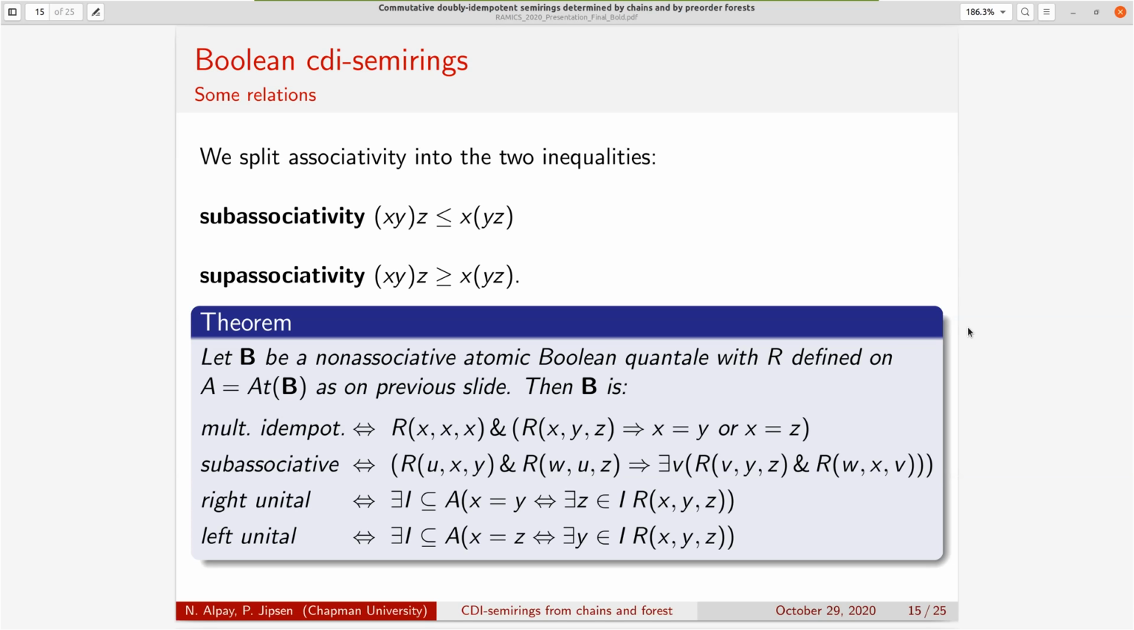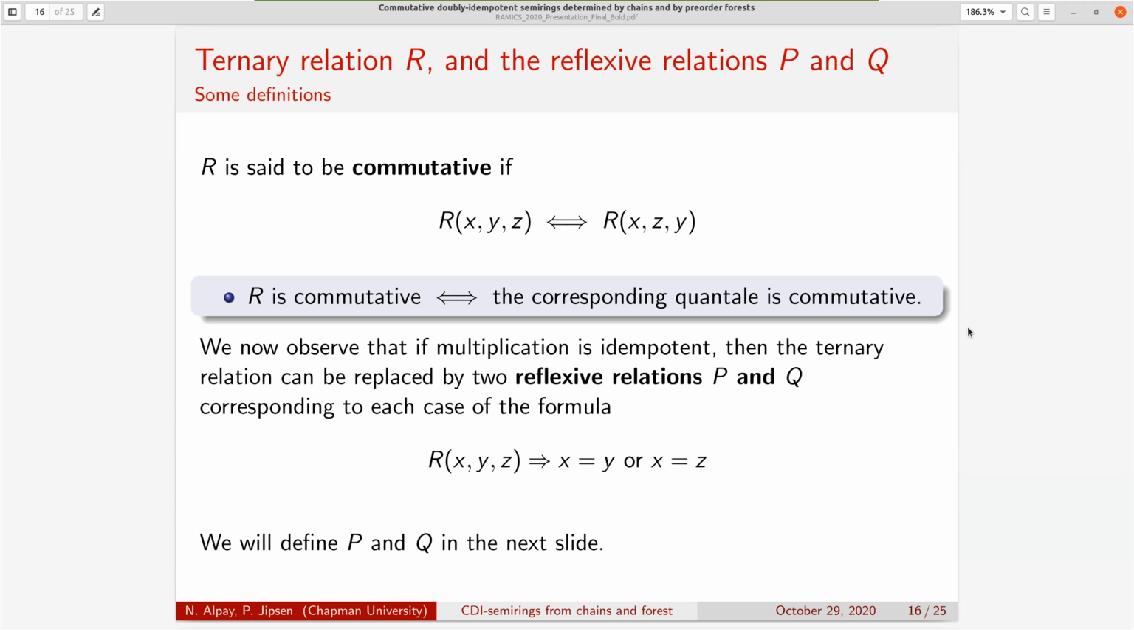It is subassociative if and only if R u x y and R w u z implies that there exists v such that R v y z and R w x v hold, and right unital and left unital are given by the following two equations. Now, R is said to be commutative if R x y z is equivalent to R x z y, and R is commutative if and only if the corresponding quantale is commutative. We now observe that multiplication is idempotent when the ternary relation can be replaced by two reflexive relations P and Q, corresponding to each case of the formula R x y z implies x equals y or x equals z, as we saw previously, and we'll now define P and Q in the next slide.